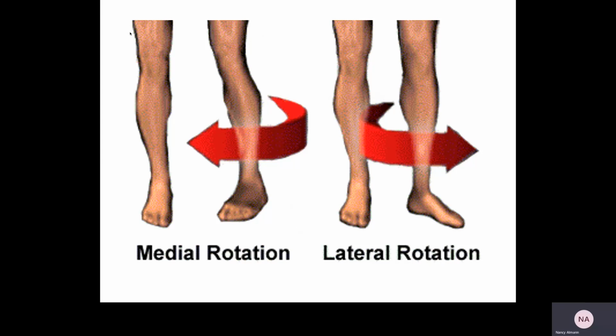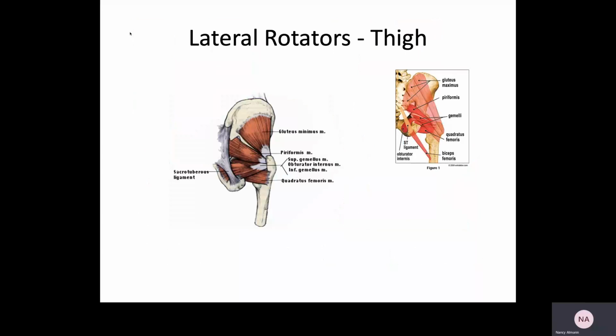We have a couple of actions that we need to talk about when it comes to the leg or the hip, because that's where this action will actually occur. Medial rotation, also known as internal rotation, and lateral rotation, also known as external rotation. The lateral rotators of the thigh will be gluteus minimus and another muscle that you need to know, which is piriformis.